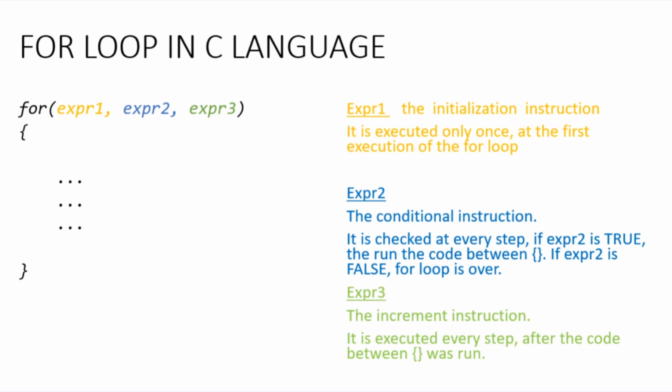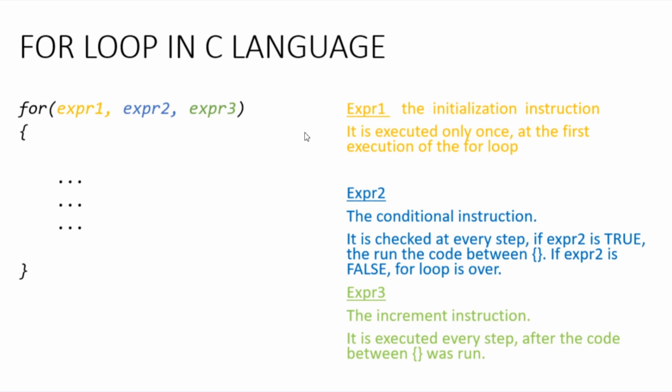If expression 2 is true, then we continue running the code in braces, that is, the body of the for loop. If expression 2 is false, the for loop stops and we continue the program with the next line of code that follows after the for loop, that is, after the last brace. Expression 3 is the incrementation instruction, which tells us how we want to change the counter at each step. Expression 3 is executed after we run the code inside the braces.